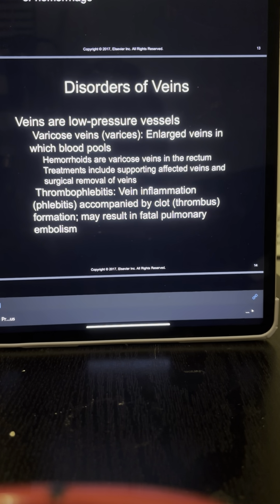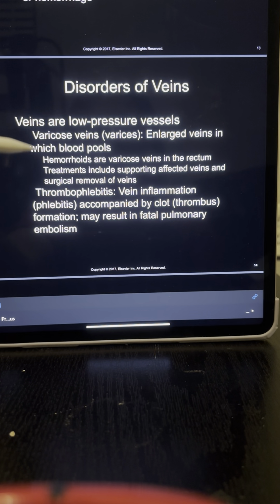All right, disorders in my veins. Veins are low pressure vessels. Again, there's not a lot of pressure. Think about it when you walk. Every time you take a step, you're assisting and pushing your blood flow back up through your veins. And then your skeletal muscle will massage your veins to also keep the blood flowing upwards in that one-way direction. In the meantime, your valves open and close to keep that blood from going backwards. So veins are low pressure vessels.